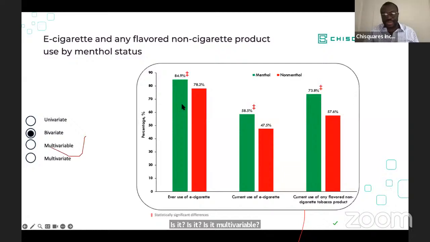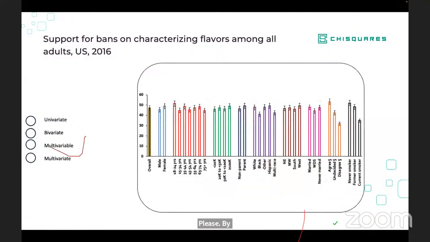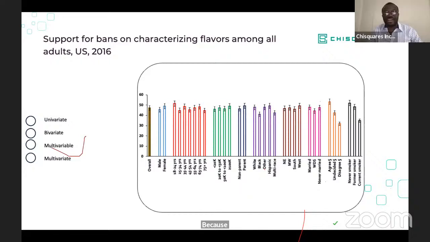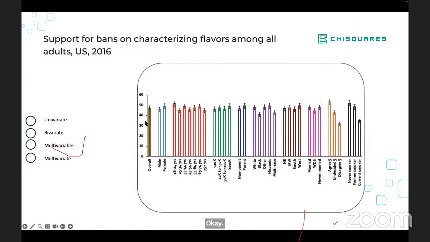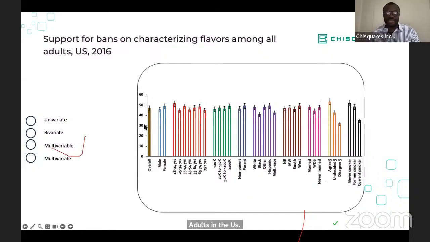Exactly. So this is why I think it's bivariate. This is looking at support for bans on characterizing flavors among all adults in the US. So we have the results. The variable is support for bans. It's presented overall and broken down by gender, by age, and every other thing. Is it univariate, bivariate, multivariable, or multivariate?